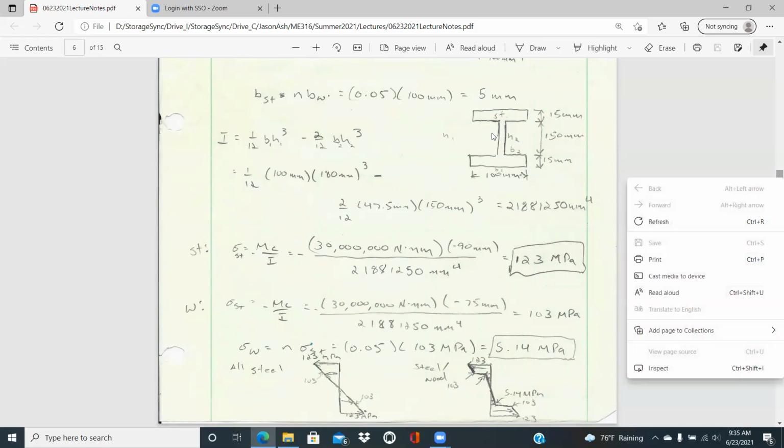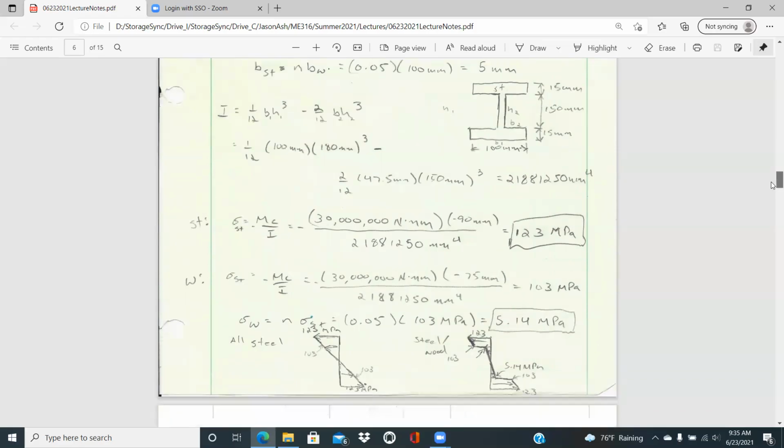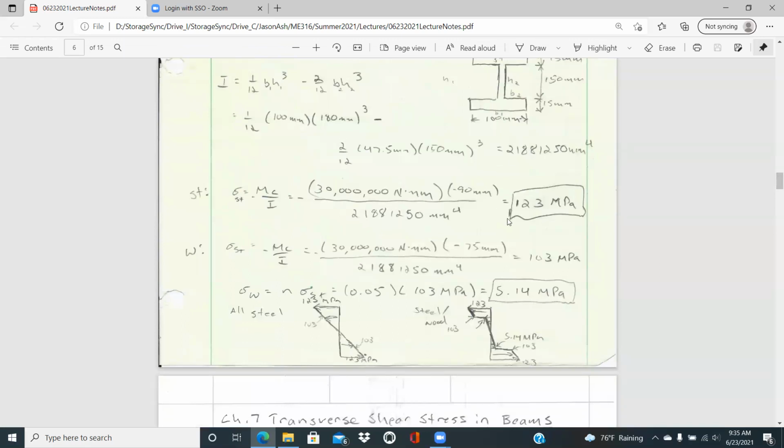But for the real geometry, it's not steel, it's wood. And so that stress of 103 megapascals is confined to a 5 millimeter space. When we expand that back to the wood, it's distributed over a much larger area. So our stress in the wood would just be that magnification factor times the stress in the steel we just calculated. So 0.05 times 103 megapascals will give you 5.14 megapascals.